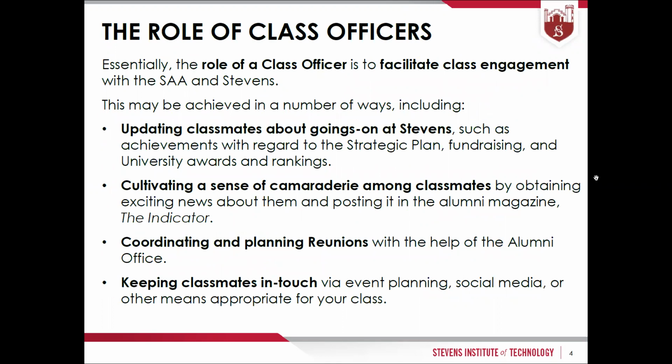So at a high level, the role of the class officer is to facilitate class engagement with the SAA and Stevens by and large. Some recommended ways to achieve this goal is to keep your classmates up to speed on goings on at Stevens, such as achievements around meeting aspects of the strategic plan, fundraising, and some updates around university awards and rankings.